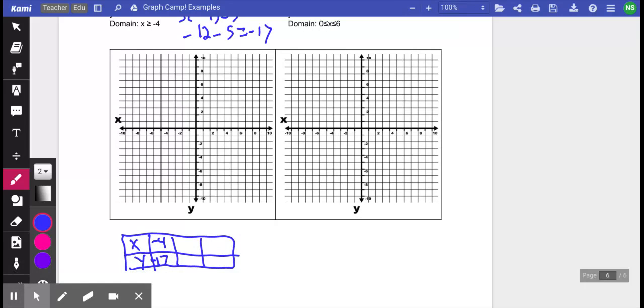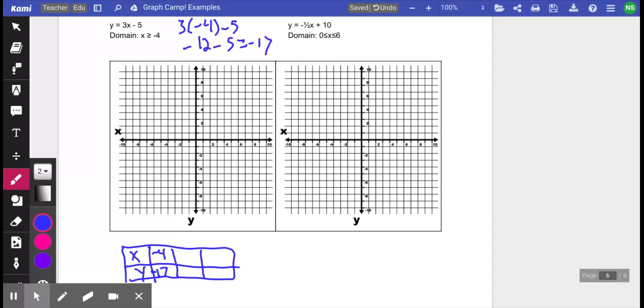We'll do the same thing, but now we get to select our own values. And I just want to pick anything that is greater than negative 4. And I like 0, so I'll use 0, and then I'll probably use 1. So we'll do 3 times 0 is 0. 0 minus 5 is negative 5. And then we have 3 times 1 minus 5. 3 times 1 is 3. Minus 5 is negative 2.